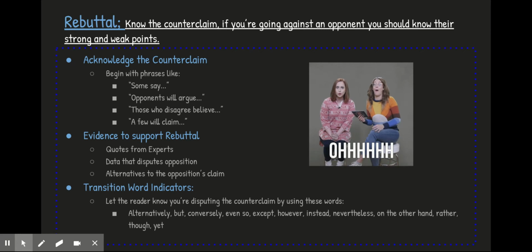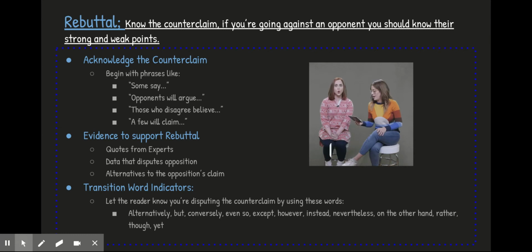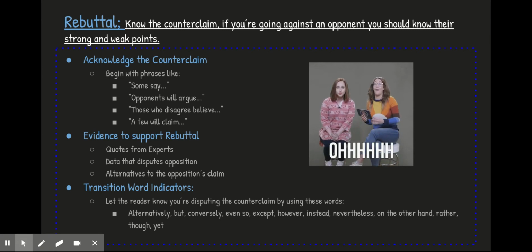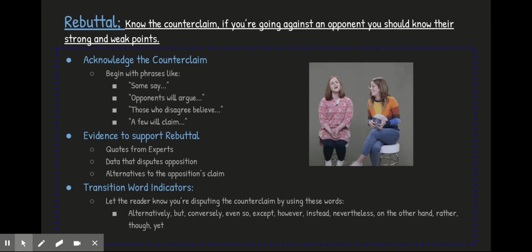But make sure that you're using internal citations if you're using a quote from an expert, okay? Just like we did in paragraphs 2 and 3. An internal citation is according to author's name, author of, and then you write the title of the article.